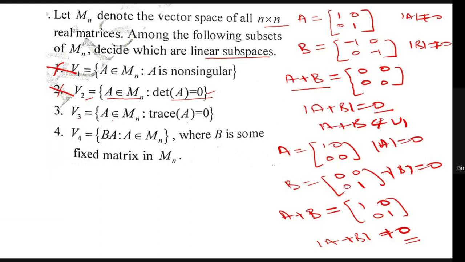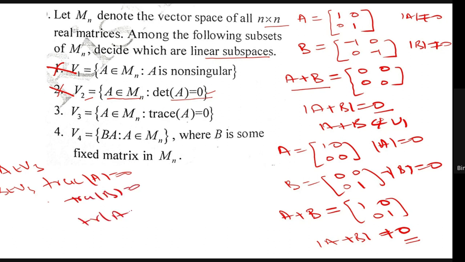V3 is all the matrices whose trace of A is 0. If A belongs to V3, then its trace will be 0. It is given. If B belongs to V3, the trace of B is also 0. Now the trace of A plus B, by the property of trace, equals trace of A plus trace of B. Trace of A is 0, trace of B is 0, so trace of A plus B equals 0. So closure under addition is satisfied.